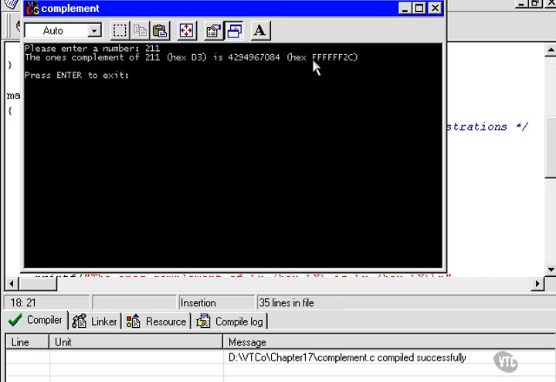And there it is, FFFFFF2C, if you happen to know what hex means. The largest number that you can represent with a long or a 4-byte integer is FFFFFFFF, or 32 ones in binary arithmetic. Anyway, there's a little demonstration of the ones complement operator.